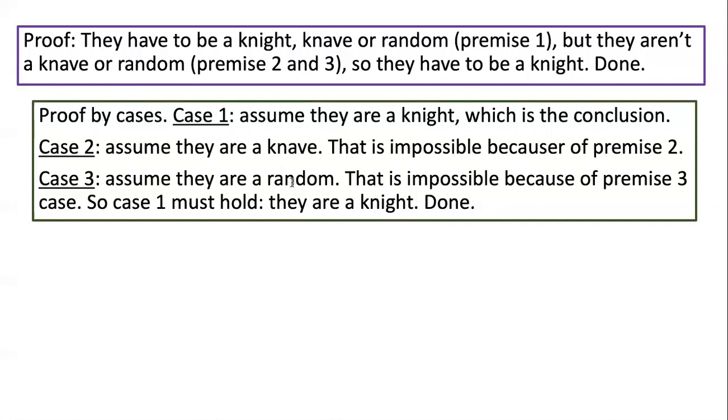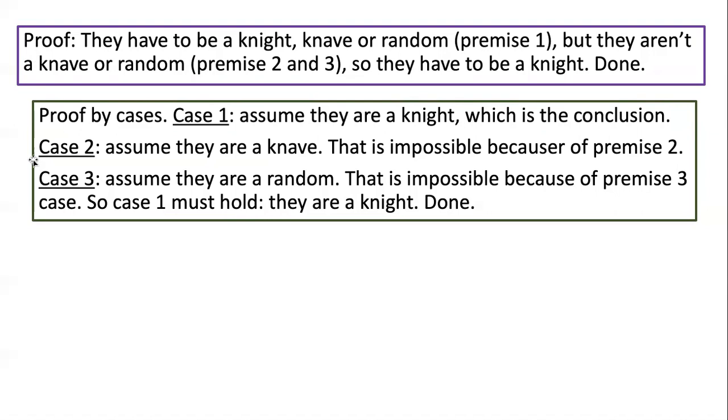Same with case 3. Let's assume they're random. Well, premise 3 makes that impossible. Since these cases can't possibly hold, case 1 has got to be true. They have to be a knight. So this is a way of using reasoning that's very similar to the first version, but it's spelling it out in more detail in this way.